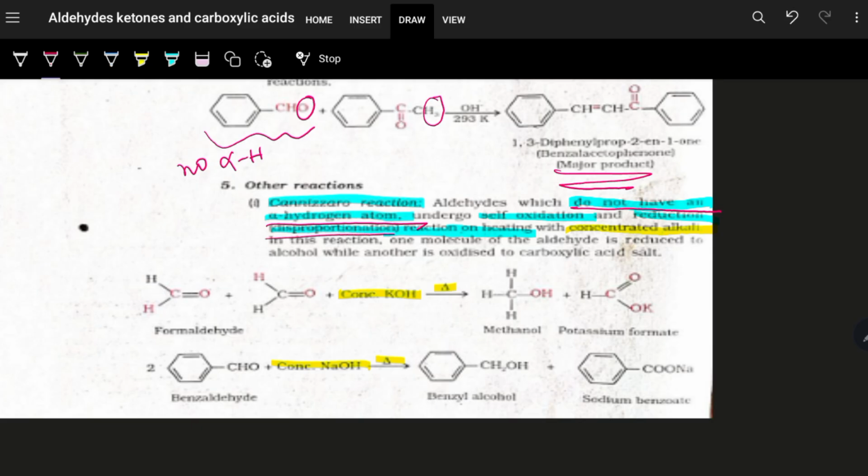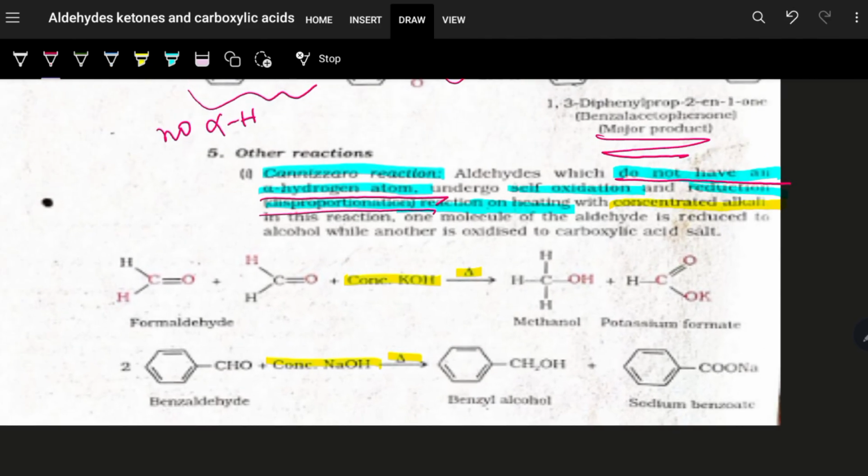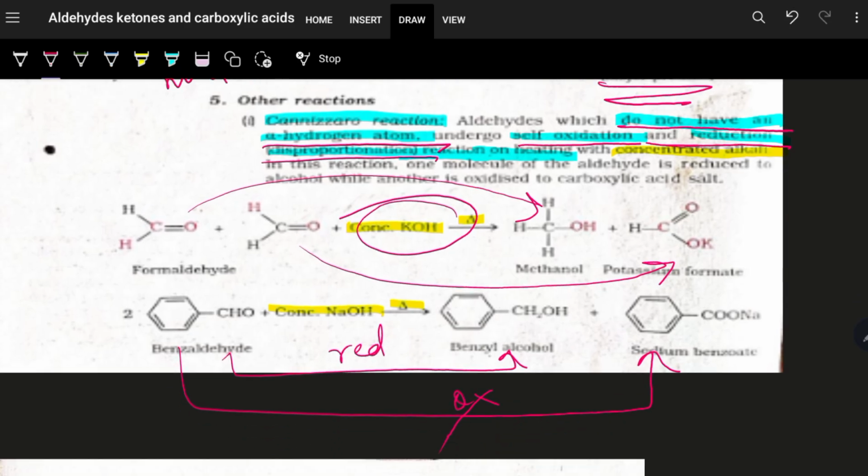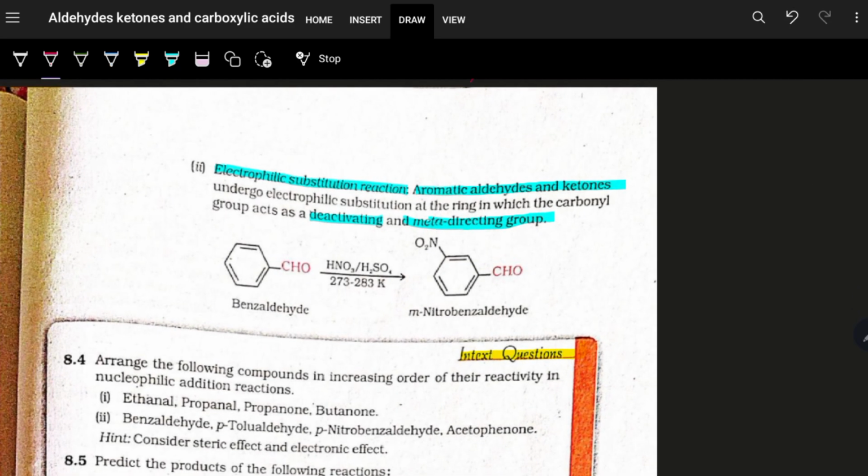It undergoes disproportionation reaction, that means self-oxidation and self-reduction. The compound is undergoing oxidation to form the acid and reduction to form the alcohol in presence of concentrated alkali and heat. So this alcohol is your reduction product, the acid is your oxidation product. This is the other reaction. Now the last reaction is electrophilic substitution reaction, and it is aromatic electrophilic substitution reaction.